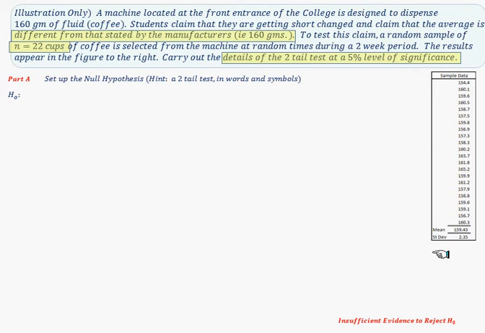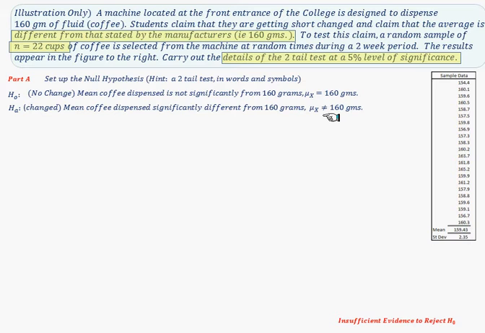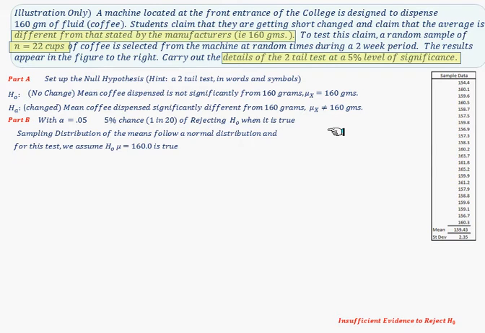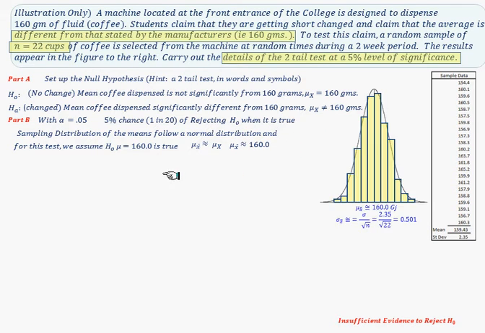Now part A consists of the null hypotheses. If we say that there's no change, that the mean is still 160, which allows us to place the normal curve at 160, the alternative is it's different from 160, mu is not equal to 160. At a 5% level of alpha, we're going to carry out this test. Sampling distribution follows a normal curve. The mean is about 160, and the standard deviation, called the standard error, is given by 0.501.